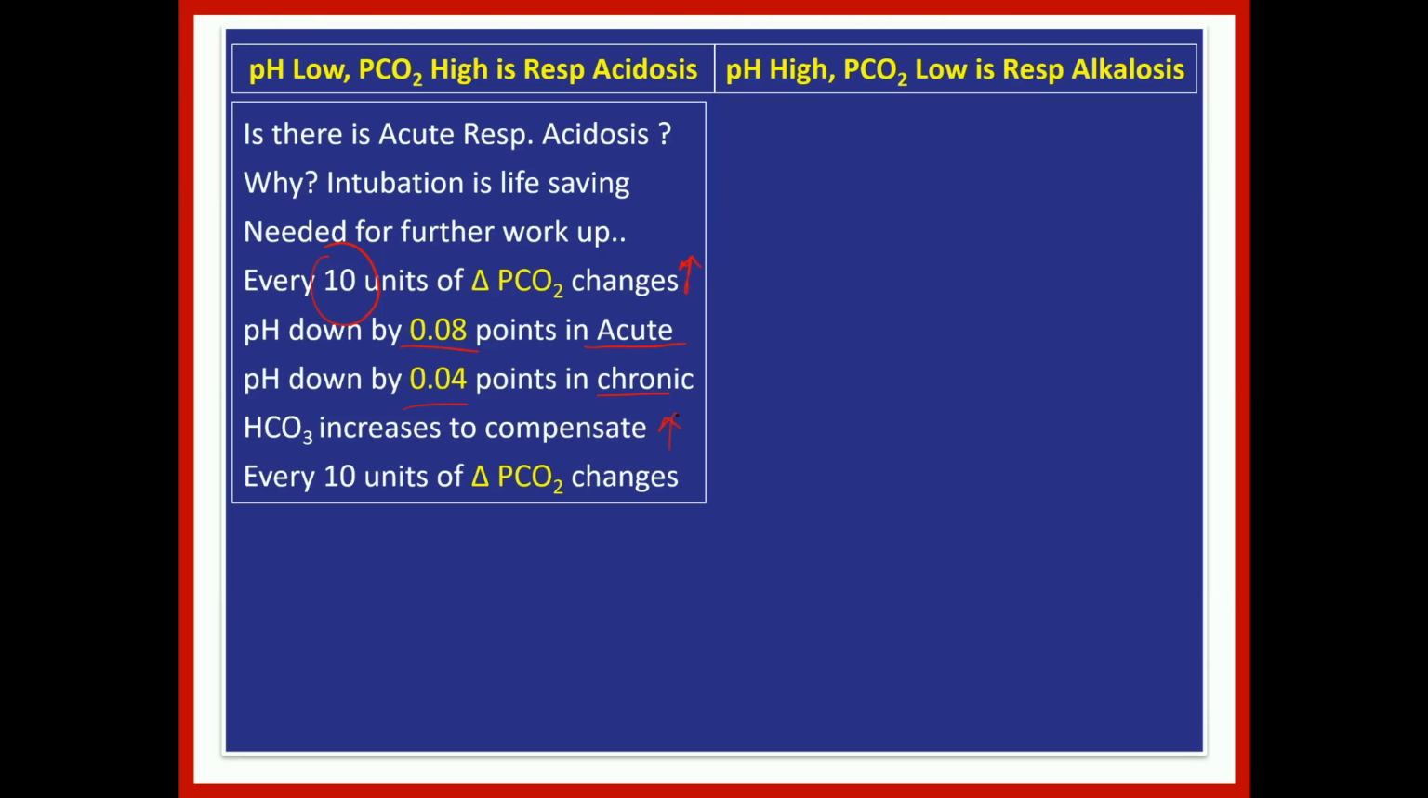So how much does it change? Every 10 units of PCO2 change, there will be a change in the bicarbonate. We have to get that. How much is the change? We will have a formula for that. Before that, I will go to respiratory alkalosis now.